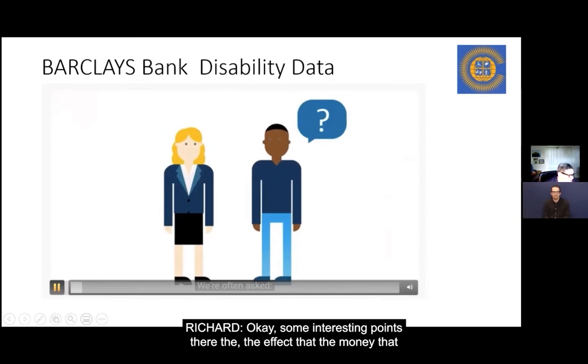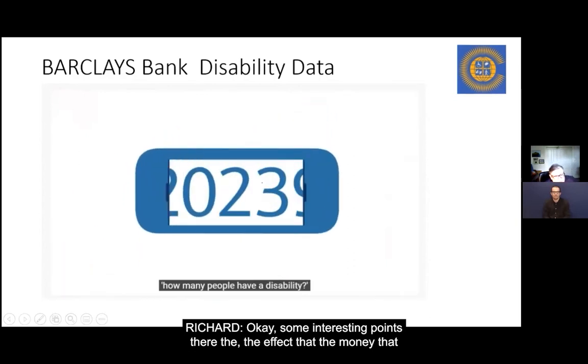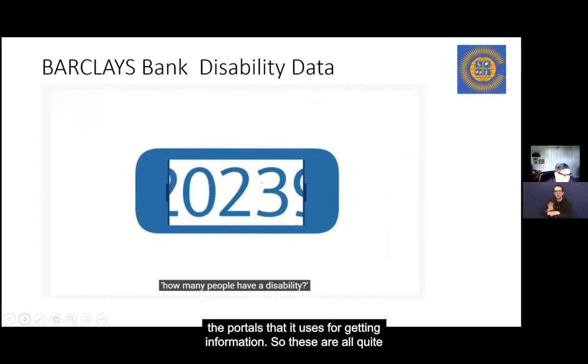We're often asked how many people have a disability. The money that we have is a big commercial factor, and therefore businesses that don't get us in. So that statistic is being used to encourage people to make reasonable accommodations in their businesses and to employ more disabled people. It's also about using it to make sure that the business is more accessible in terms of the portals that it uses for getting information. So these are all quite positive things.